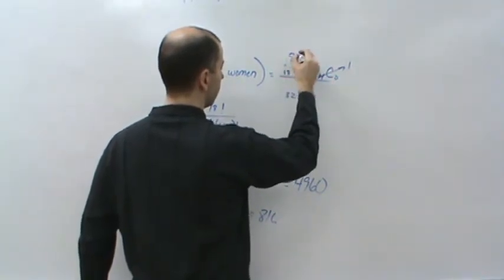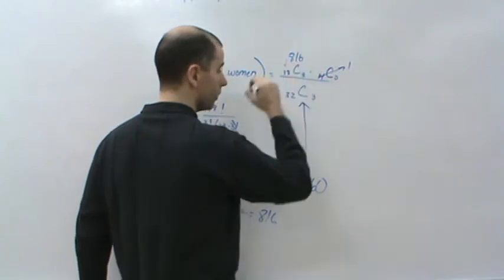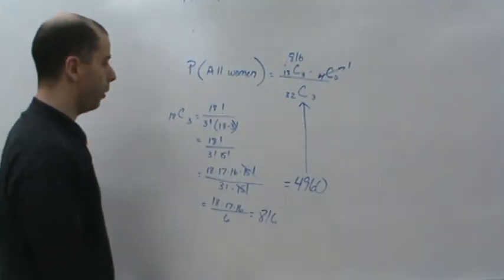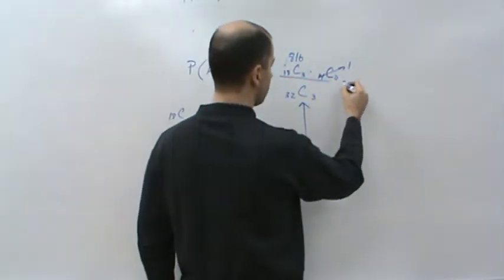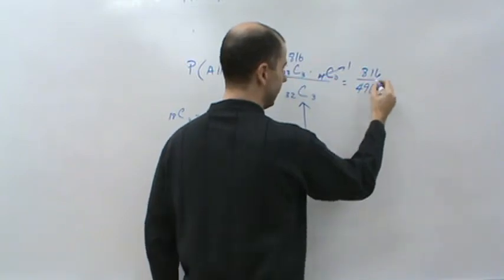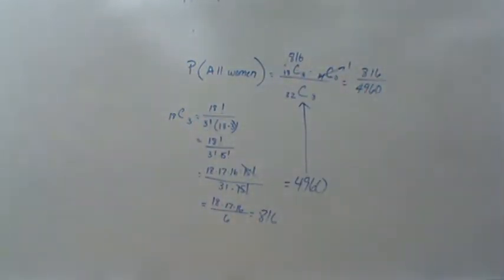So this is going to be 816, which goes right up here. Is that 816? Yep, 816. So now I've got the numbers, right? So it's just going to be 816 divided by 4960. And so the probability is what?